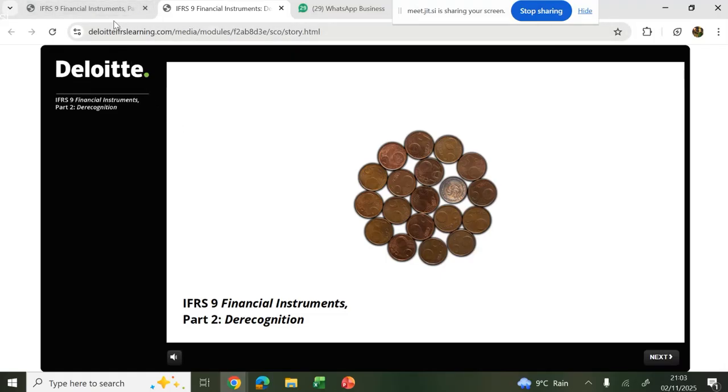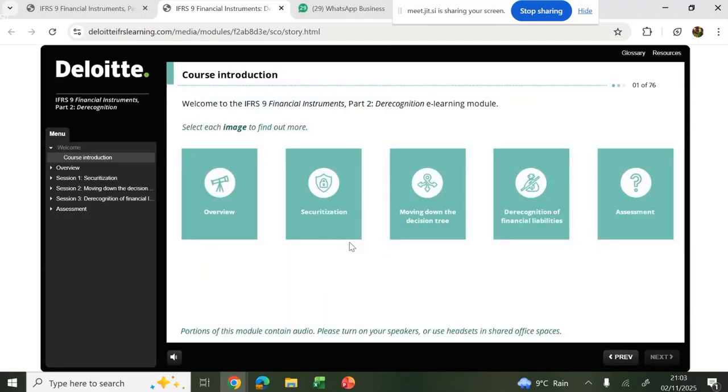So it will bring you to this page. You can see IFRS 9 Financial Instruments, and part 2 of it is the recognition. When you click on next, it's telling you that if you are very sure of yourself that you know IFRS very well, just ignore everything and come to assessments. If you click on this assessments, right?